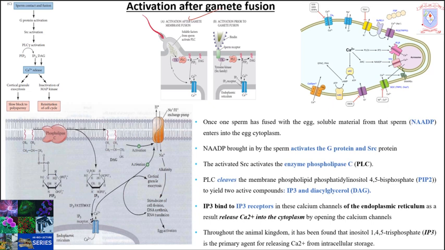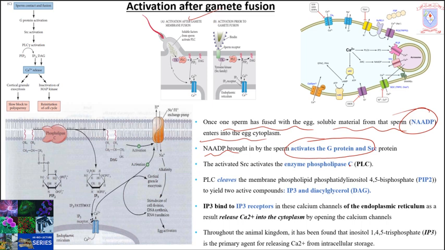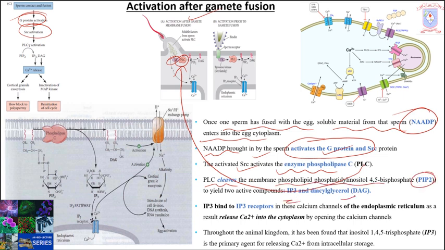Then activation after gamete fusion. Once the sperm has fused with the egg, the soluble material from the sperm, that is NADP, enters the egg cytoplasm. We already discussed that. The NADP brought in by the sperm activates the G protein and SRC protein. Here you can see the entry of the NADP. SRC activates the enzyme phospholipase C, and phospholipase C cleaves the membrane phospholipid PIP2 into IP3 and DAG.